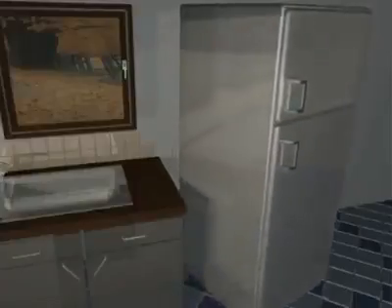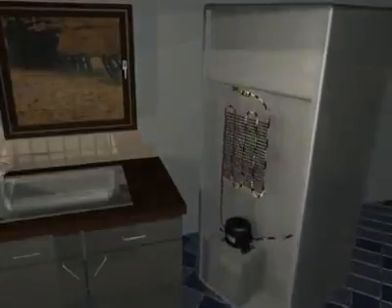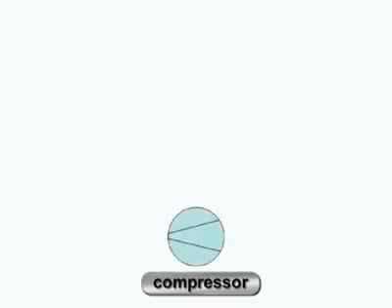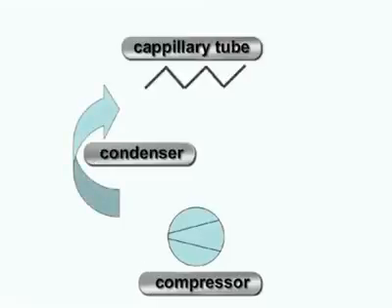must be made to liquefy and evaporate again. Only gas is suitable for this purpose. The condenser, the capillary tube, and the evaporator.